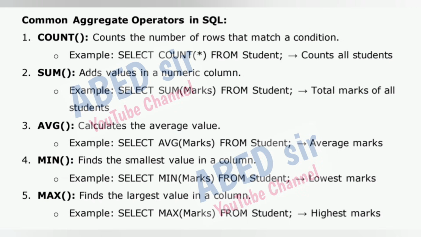3. Average calculates the average value. Example, select avg(marks) from student gives the average marks. 4. Min finds the smallest value in a column. Example, select min(marks) from student gives the lowest marks. 5. Max finds the largest value in a column. Example, select max(marks) from student gives the highest marks.